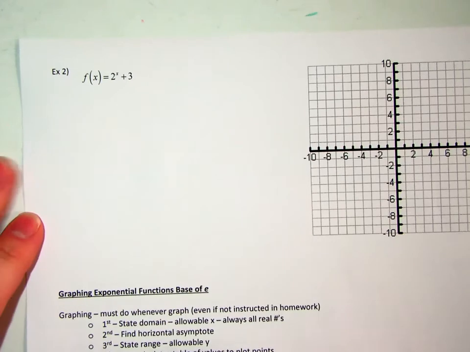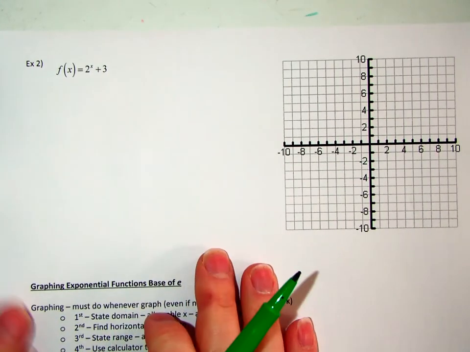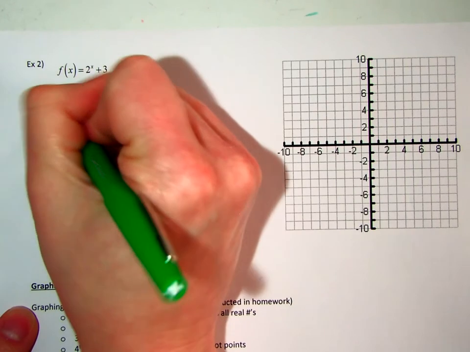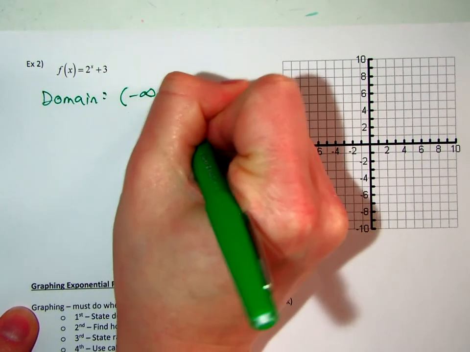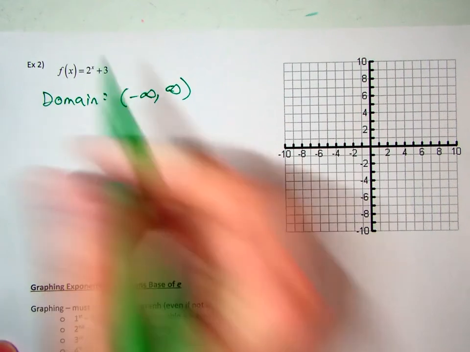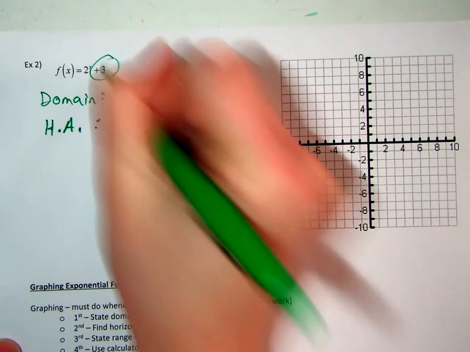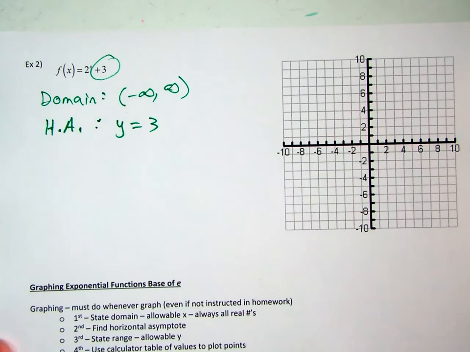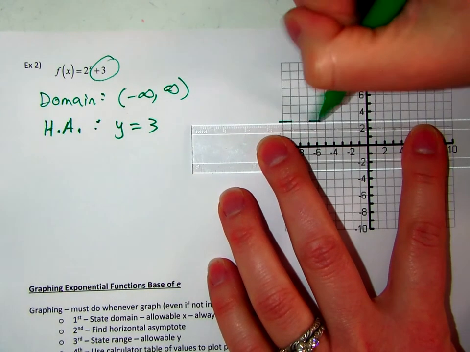All right, so we'll do one more example, and then I'll have you try the other one on your own. So the next one, again, we're going to state domain first, and domain is always negative infinity to infinity. Right? Then we have to do our horizontal asymptote, which always comes from what's added at the end, so y equals 3. And I can go ahead and put my line there.